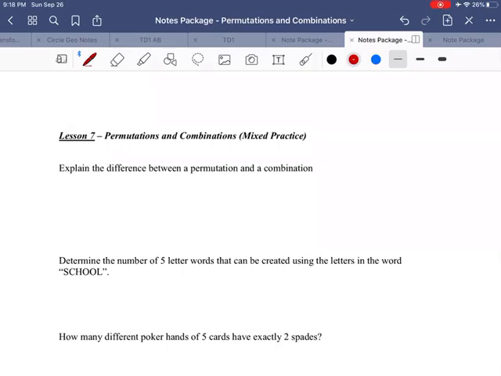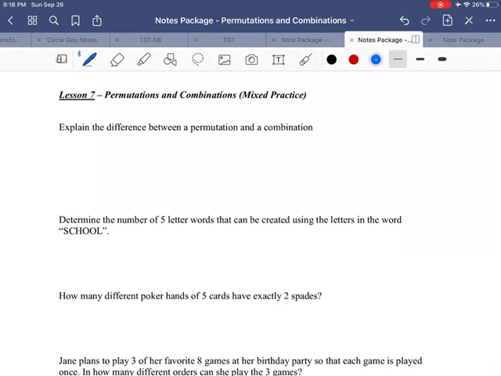Here we go, lesson 7, Perms and Combs. This is mixed practice, so you need to decide whether it's going to be a permutation or a combination. Use the specific formulas for those. Okay. So the difference between a permutation and combination.